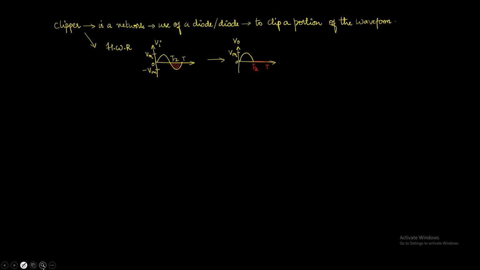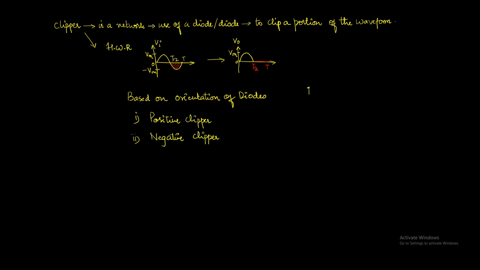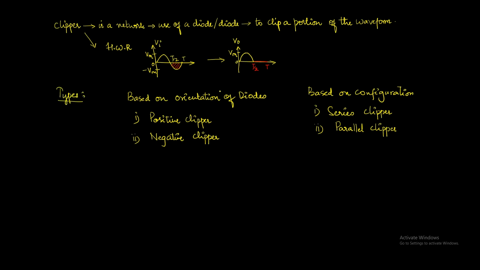Now there are different types of clippers based on the orientation of the diode. That is, we can have a positive clipper or a negative clipper. Based on the configuration, we can have a series clipper or a parallel clipper. As I said, based on the orientation of the diodes, if you see here, the clipper that we have here is a negative clipper, because we have clipped off the negative half cycle of the input signal. So this is a negative clipper.